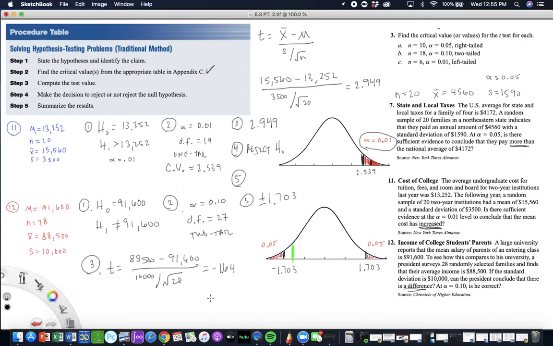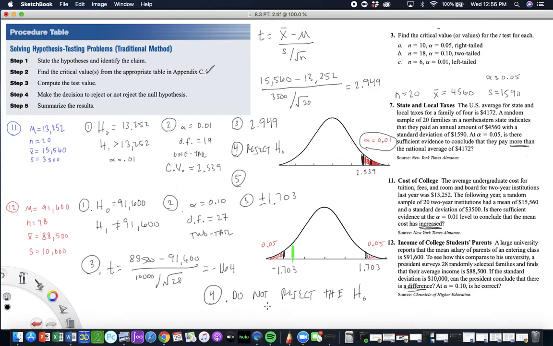So step 4 says make a decision. Because my test value falls in the non-critical region, I do not reject the null hypothesis. Do not reject the null hypothesis, or I accept the null hypothesis. In that answer, I would say there is insufficient evidence to conclude that the mean amount would be any different than the 91,600.